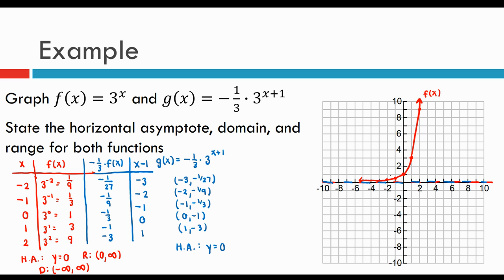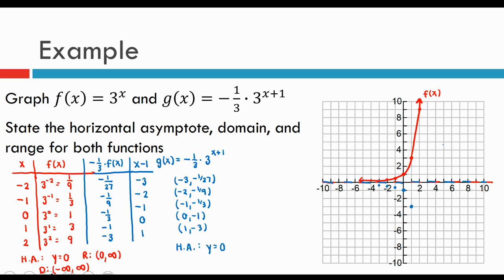Okay, so we'll start at negative 3, and then obviously we've got negative 1/27, so that means we're below the horizontal shift here, and once again, it's going to be super, super close to 0. Okay, then we've got negative 2, negative 1/9, which once again is below, super close to 0. Negative 1, negative 1/3, still close to 0. 0, negative 1, and then 1, negative 3.